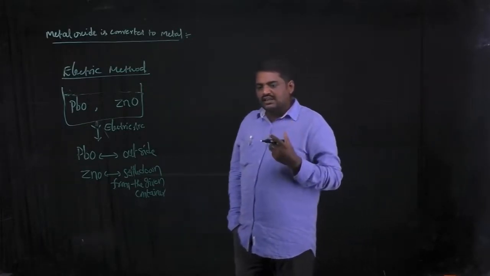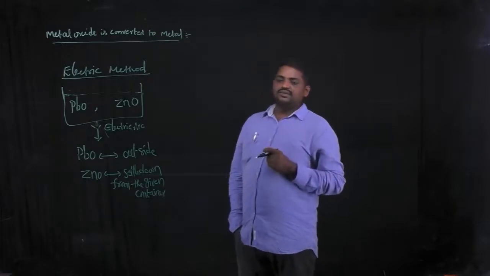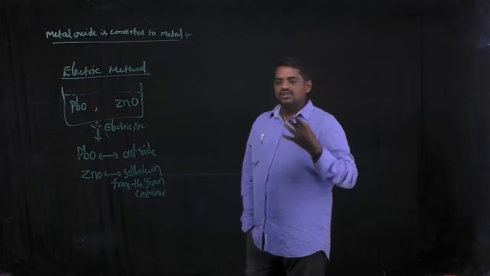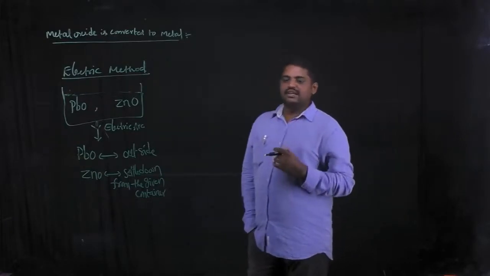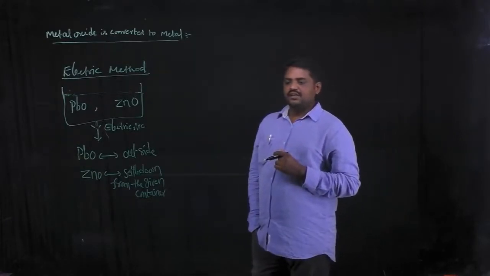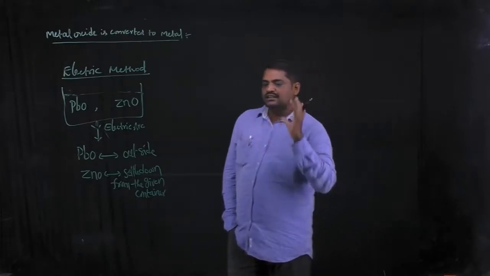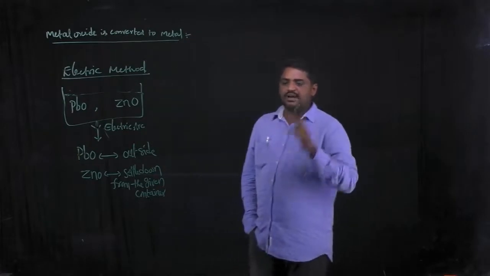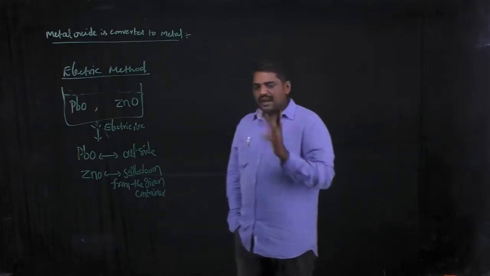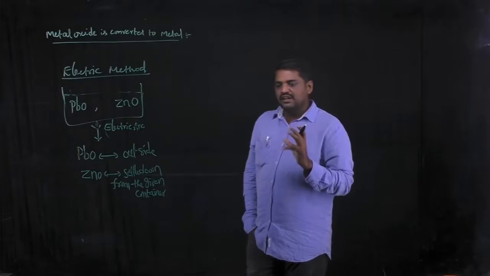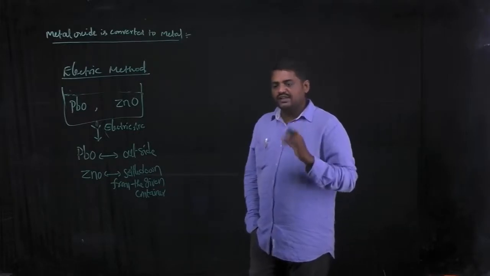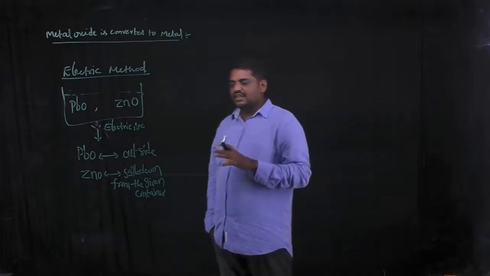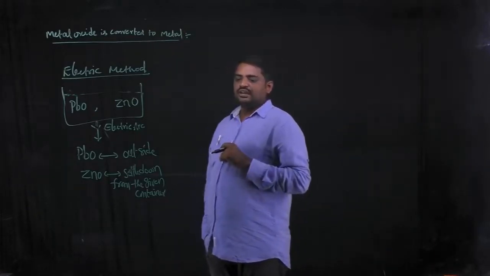So the lead oxide is a good conductor with respect to heat and electricity, and zinc oxide is a bad conductor with respect to heat and electricity. Based on that principle, the lead oxide is thrown away, it moves outside of the given container, but the zinc oxide is a bad conductor. The zinc oxide does not respond to the electricity. That is why the zinc oxide is settled down in the container.